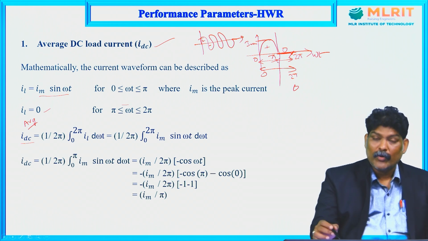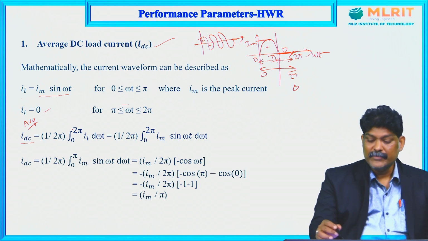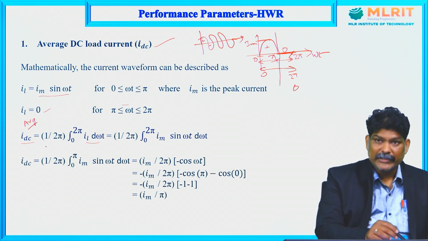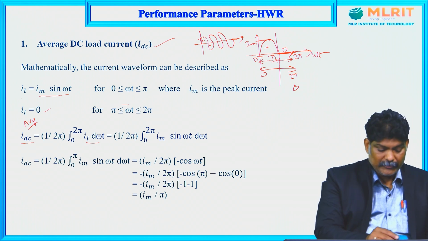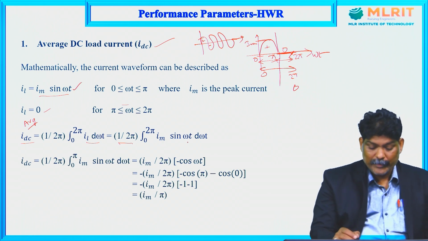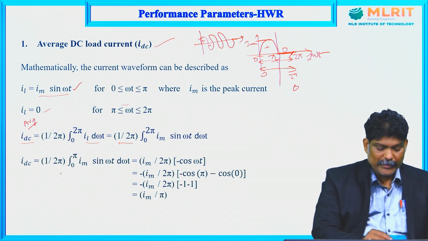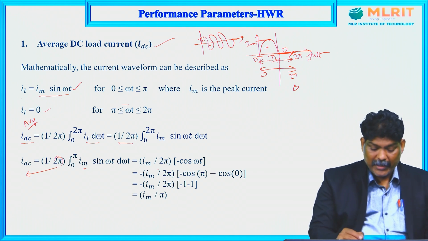Generally, when you want to calculate the average value, we have to integrate the current value from 0 to 2 pi and divide the total by the time period 2 pi. Therefore 1 upon 2 pi, integral 0 to 2 pi of IL d omega t. IL we have given as Im sin omega t. So IDC is equal to 1 by 2 pi integral of Im sin omega t d omega t. Let Im by 2 pi be taken outside.